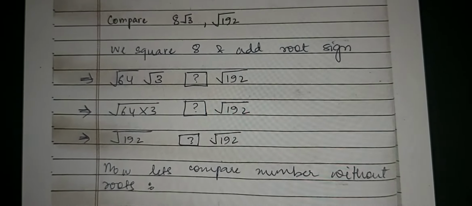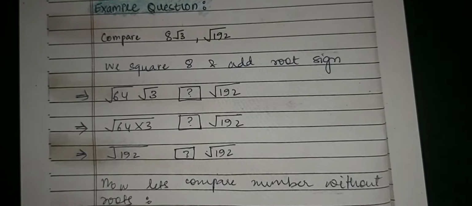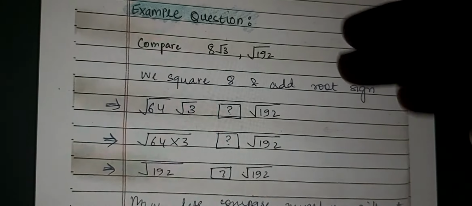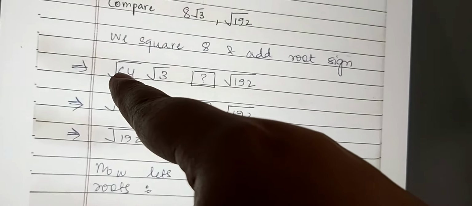Now we'll do one more: 8 square root 3 and square root 192. On one side I have something outside, on the other side I don't. So I'm going to do the same thing. I'm going to put 8 into a square root and do 8 squared, which becomes 64, as 8 eights are 64.